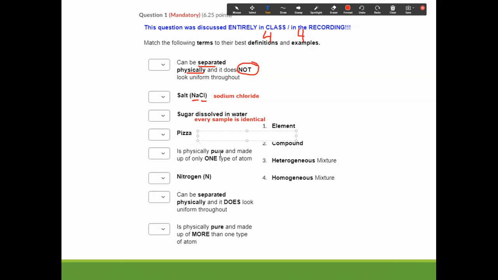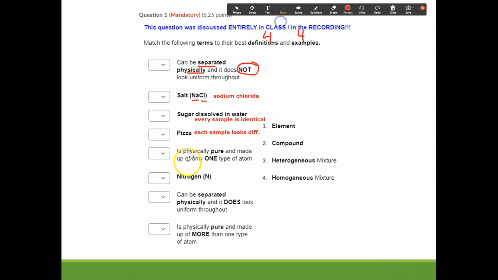Pizza, again, looks very different throughout, right? Each sample looks different. So for example, one slice might have more pepperoni and one slice might have more cheese. So that should help you figure out what that is an example of.